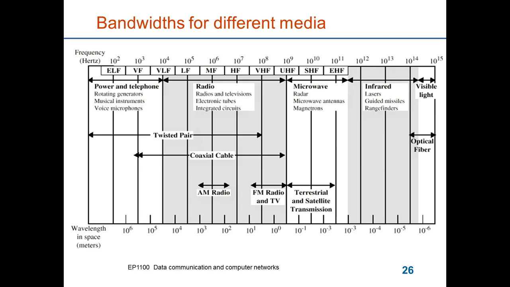Here is an illustration of the bandwidth for different media. So you see the twisted pair going up to about 100 megahertz, coaxial cable going up to gigahertz. You see the position of the broadcast services like AM, FM radio and television. The microwave range, which is used for radar, microwave ovens, and microwave communication. And then the infrared and eventually visible light, where the optical fiber is used.